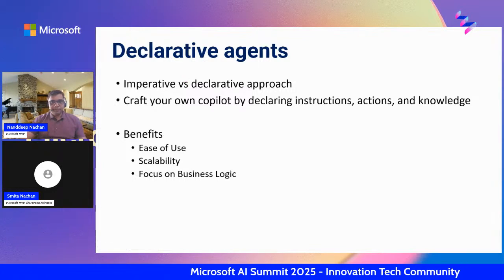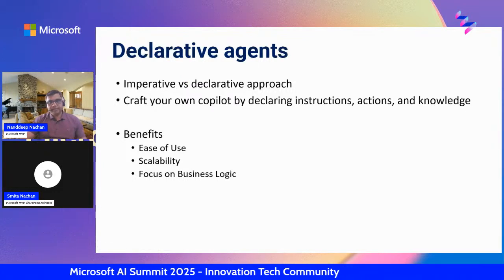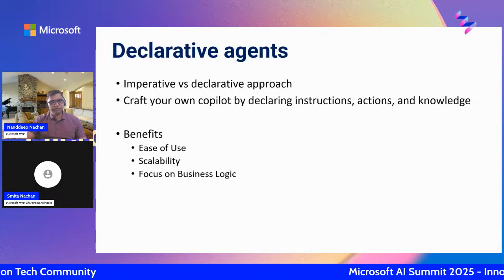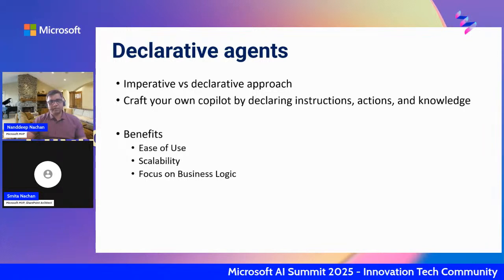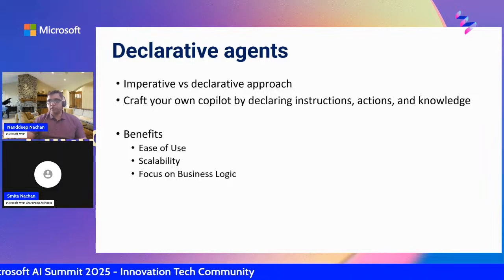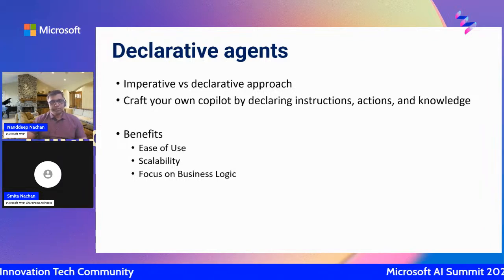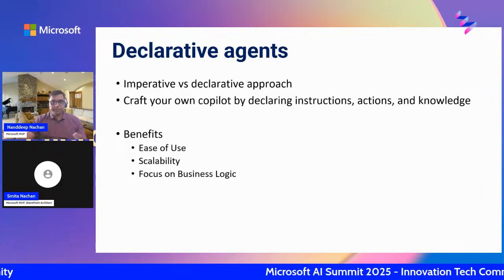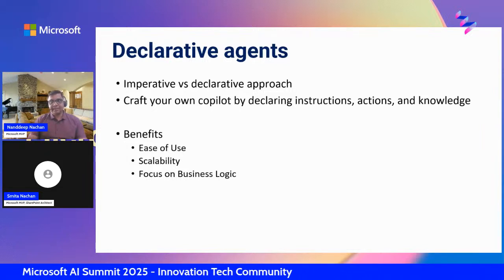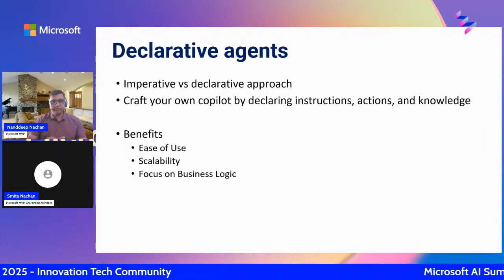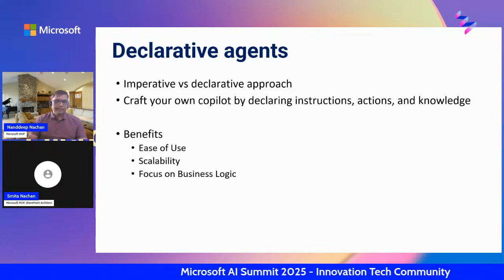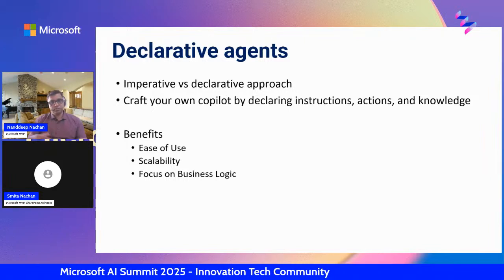When we apply this concept to AI, especially within the Microsoft ecosystem, we unlock powerful automation capabilities without writing any complex code. You don't need to write complex code in the imperative way, but you can solely focus on the declarative approach. With declarative agents you can build your own AI powered Copilot by simply declaring the instructions, actions, and knowledge. That means you define what the AI should do. You specify the high level instructions that it should follow, and then you can also configure the actions that the AI should take when responding to the users.